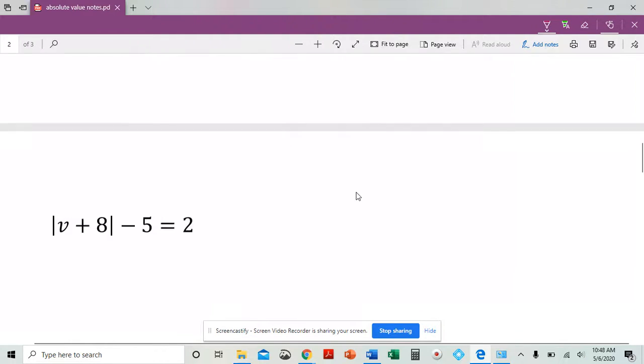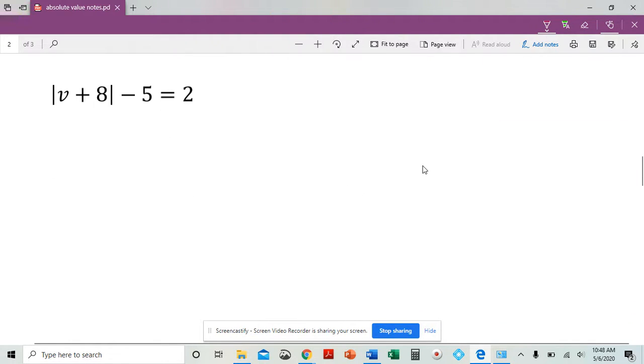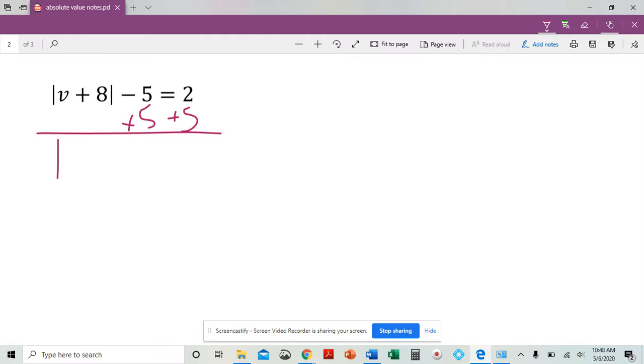All right, let's keep moving forward here. Again, remember we need to isolate the absolute value. We need to get the absolute value by itself before we can start working on our problem. So over here, we have a minus 5 to the right of it. Well, we need to get rid of that first. So we're going to add 5 to both sides. So now we'll have the absolute value of v plus 8 equals 7.